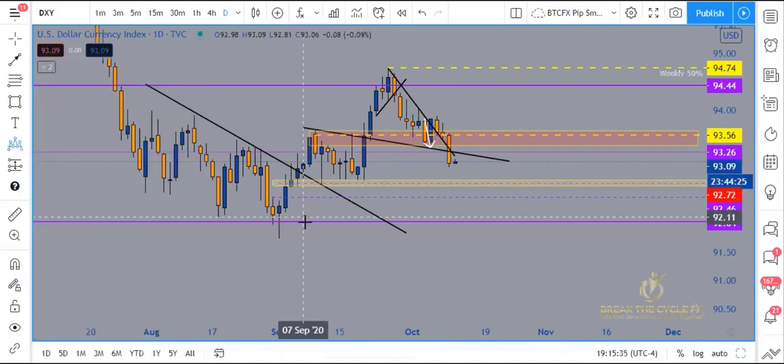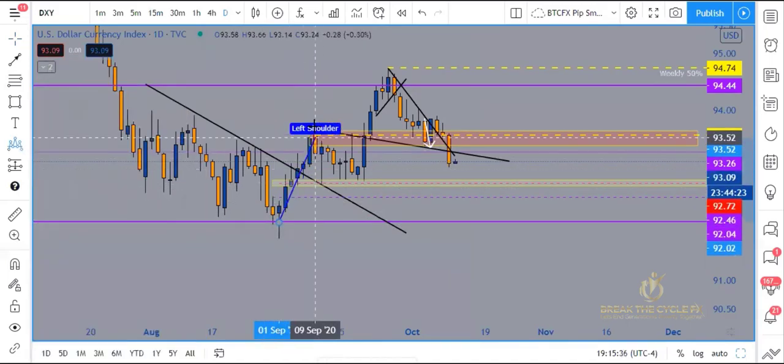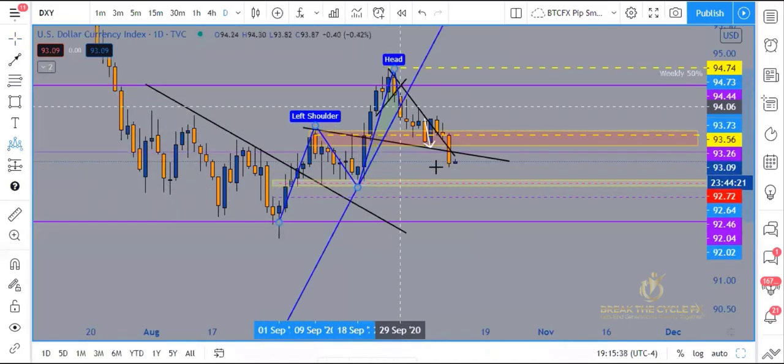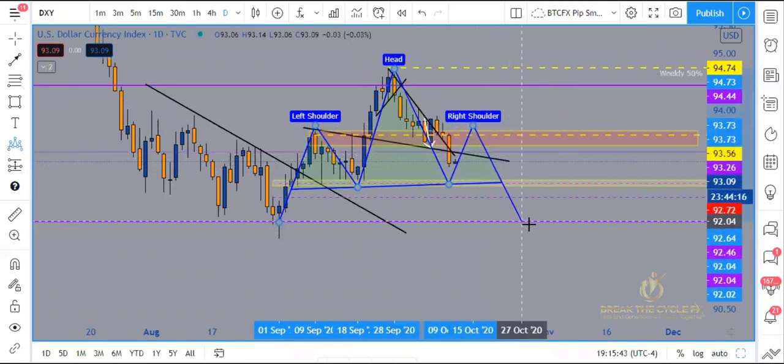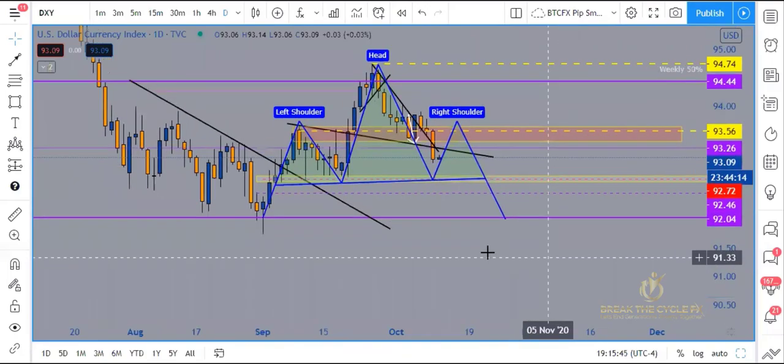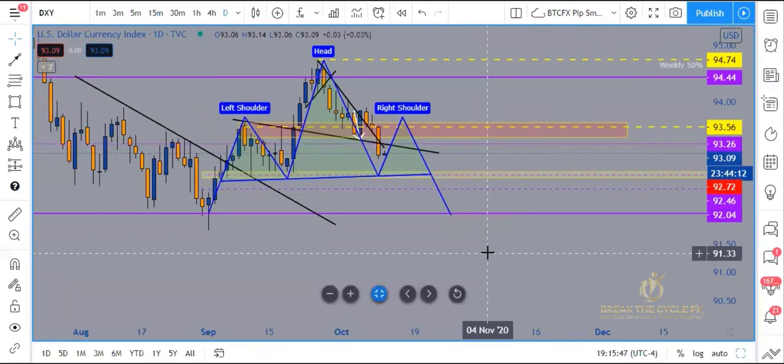Where's my tool? There you go. I see this possibly playing out. Then another push up. Something like that, right? That's the possible outcome, okay? So there's two things we have to look for on this.